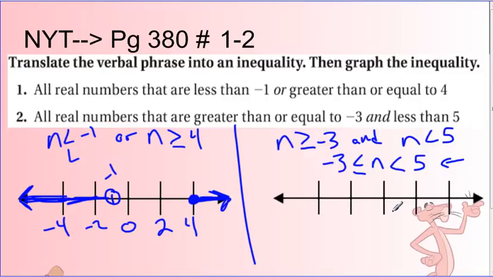Okay, to graph this, let's see, scale. Counting by 2's is not enough. So let's count by 4's. So 0, 4, 8, -4, -8. We've got -3 here. We've got +5 there. +5 gets a hollow dot. -3 gets a solid dot. And I am shading less than 5. N is greater than -3. So I'm shading the stuff in between.